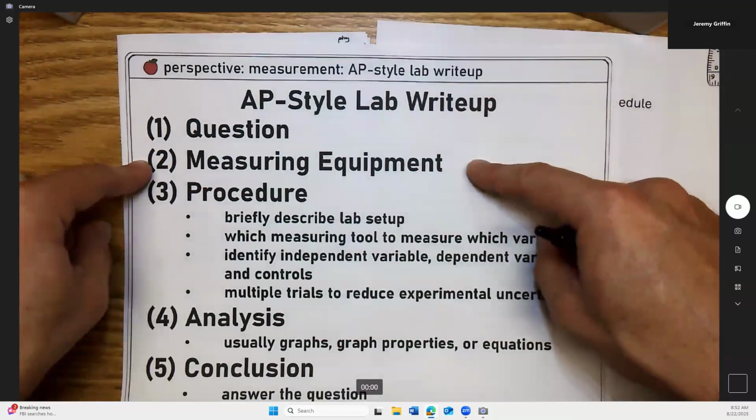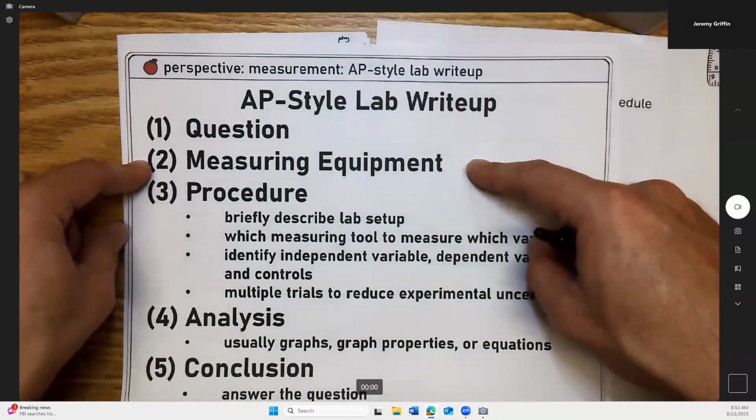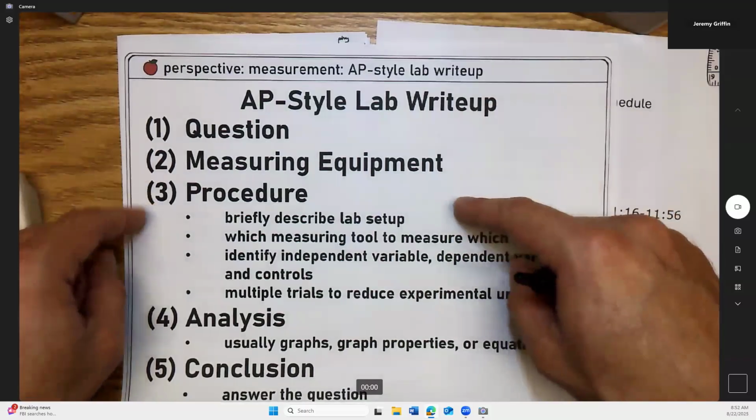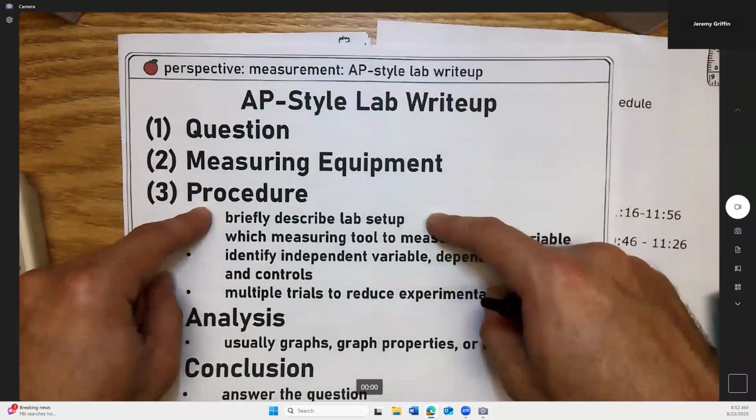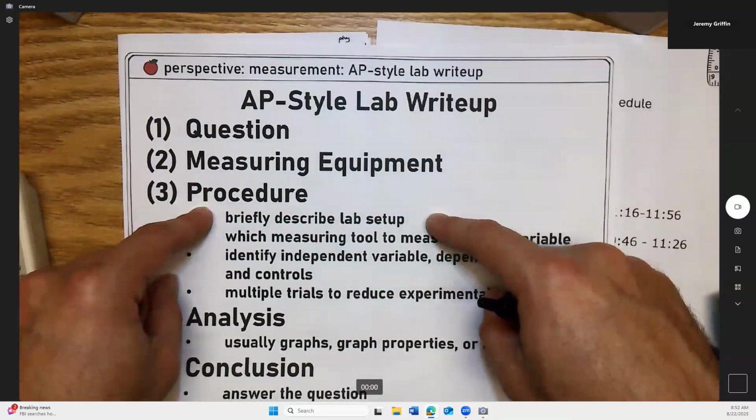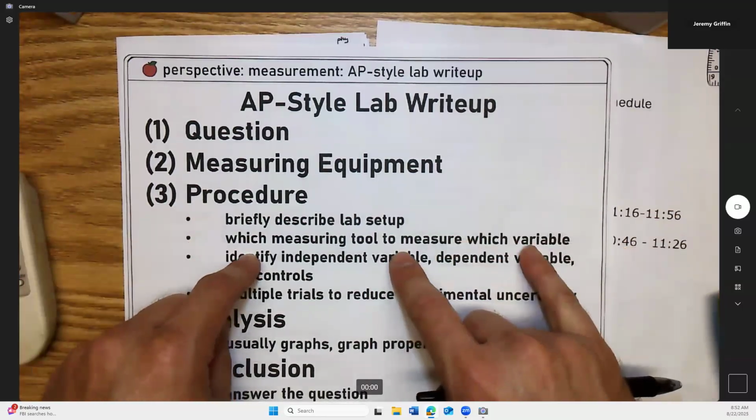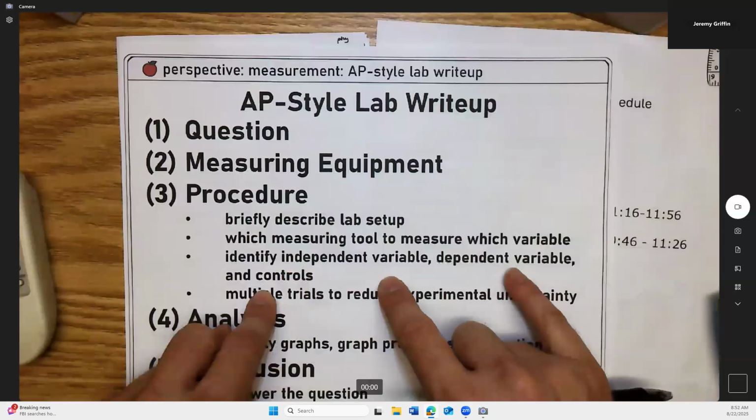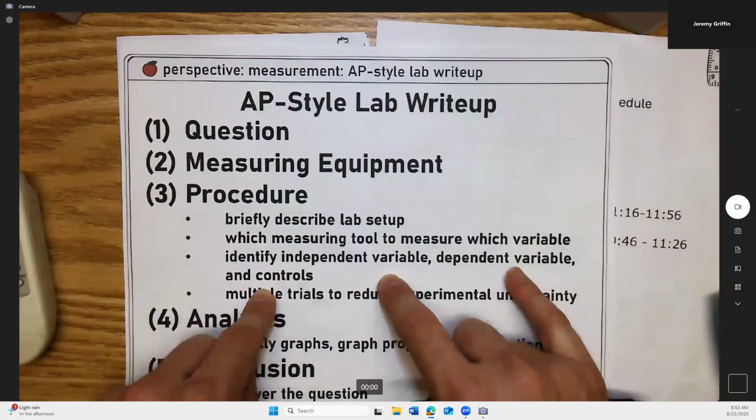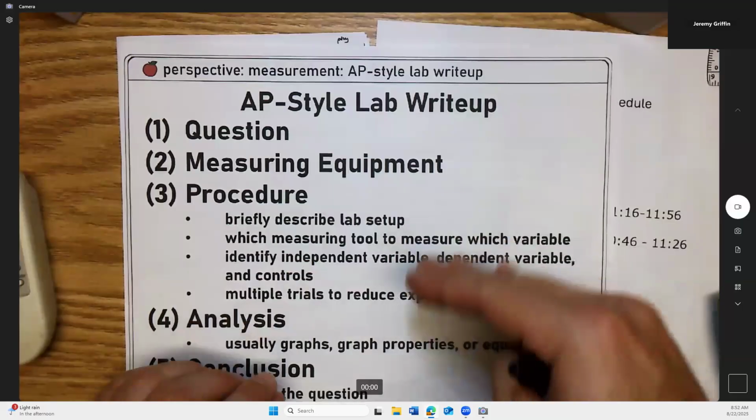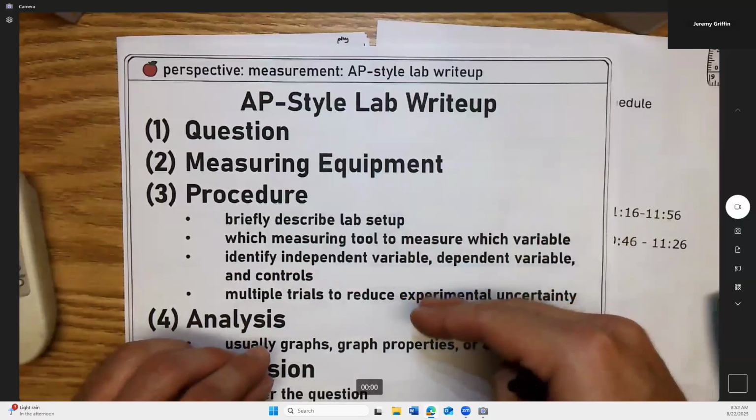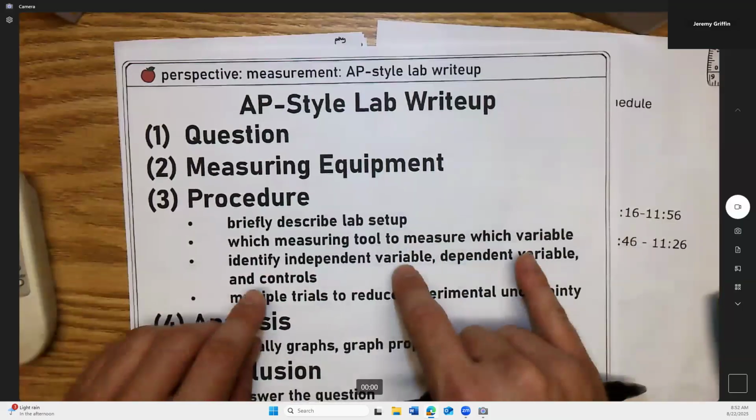What equipment did you use to measure? Like stopwatches, meter sticks. Procedure, briefly describe setup, which could be a sentence. Set car and incline, let go. We've done that. What measure tools did you use to measure which variable? What's your independent variable, dependent variable, and controls? Make sure whoever's reading your write up, it's very clearly stated. You guys see this whole thing could just be a few sentences, right? I'm not looking for a 5-paragraph essay or something. Just a few sentences. That's all.